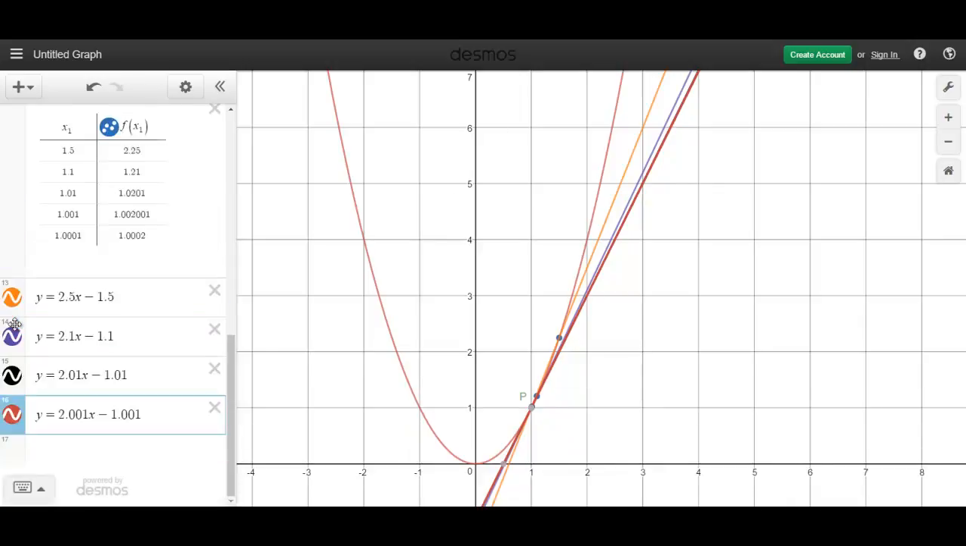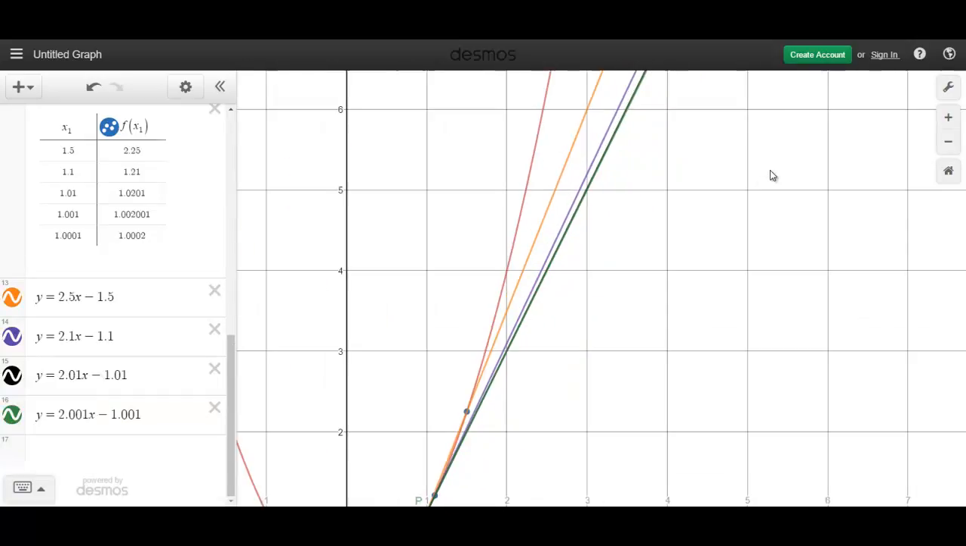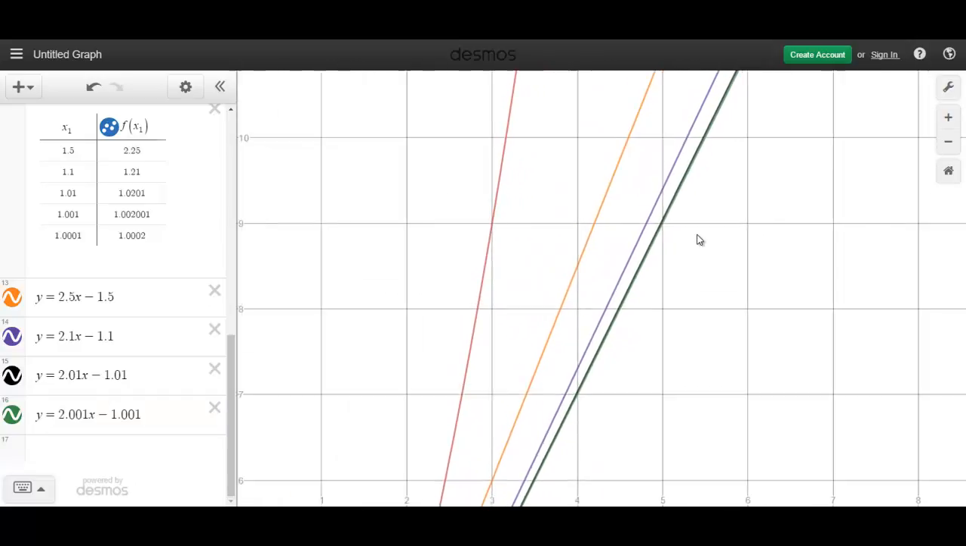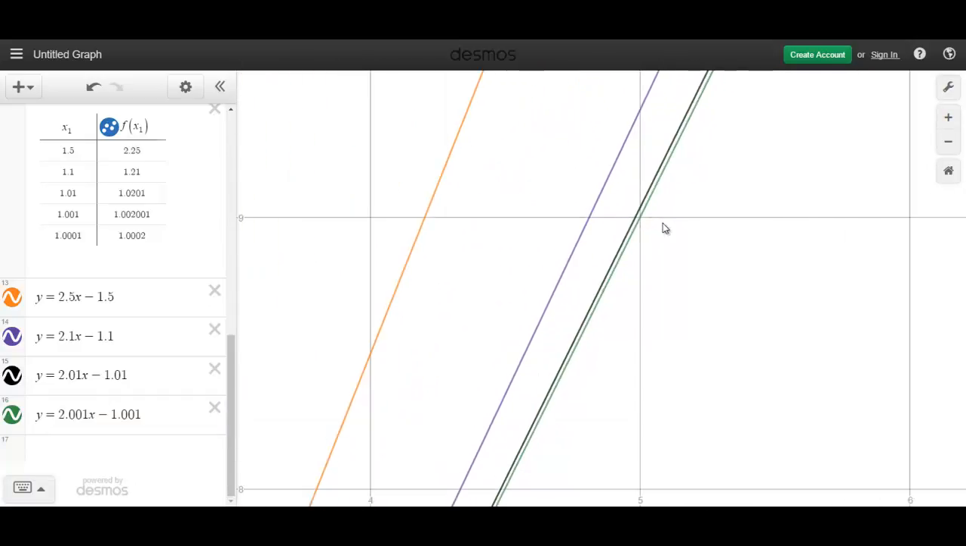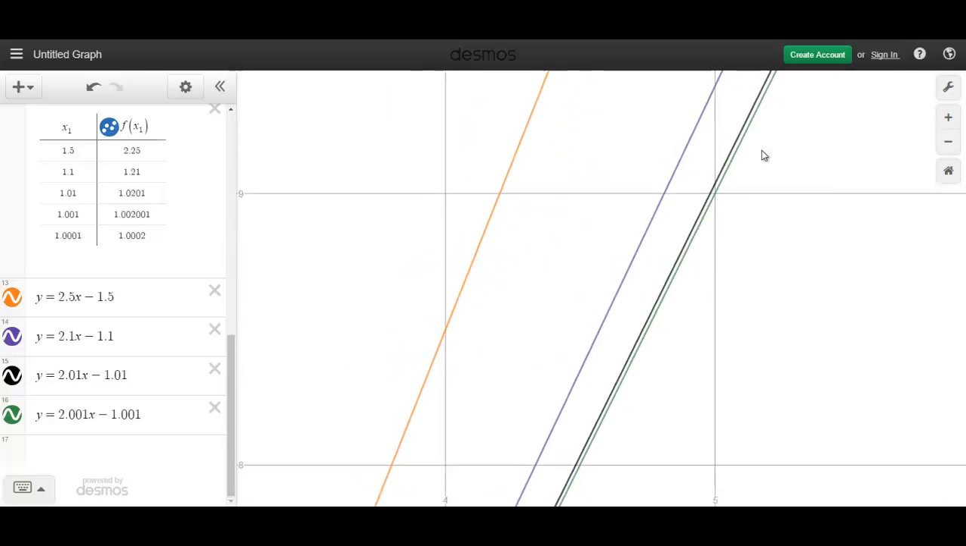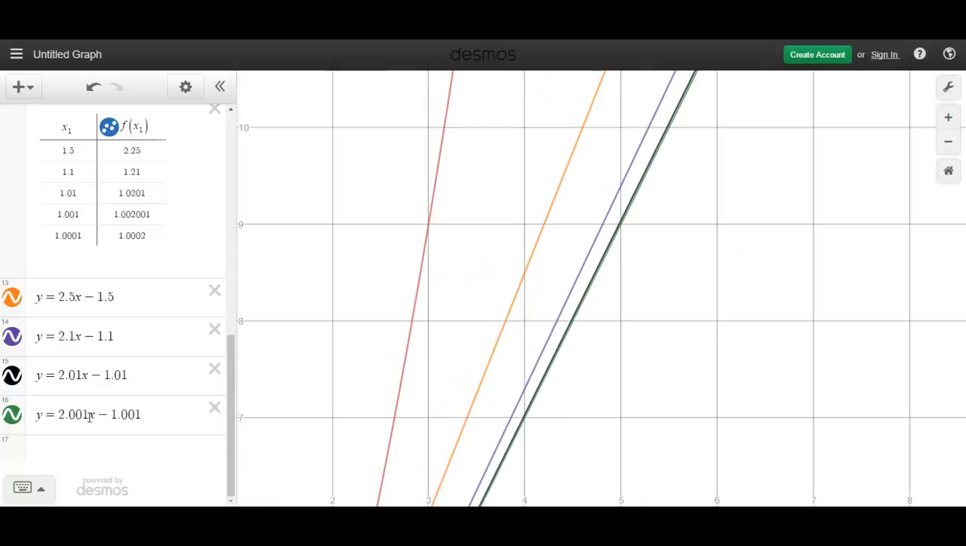So now we have a red line. Oh, that's not red, we already have red. Let's make it green. Okay, so that's an even better approximation. Now notice how it's almost the same as that black line. It's barely any different. Look at the slope. The slopes are barely different.